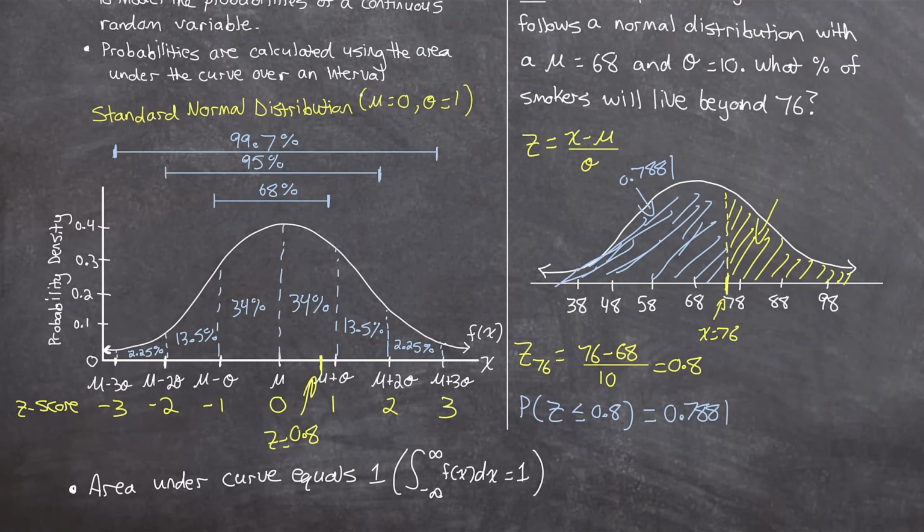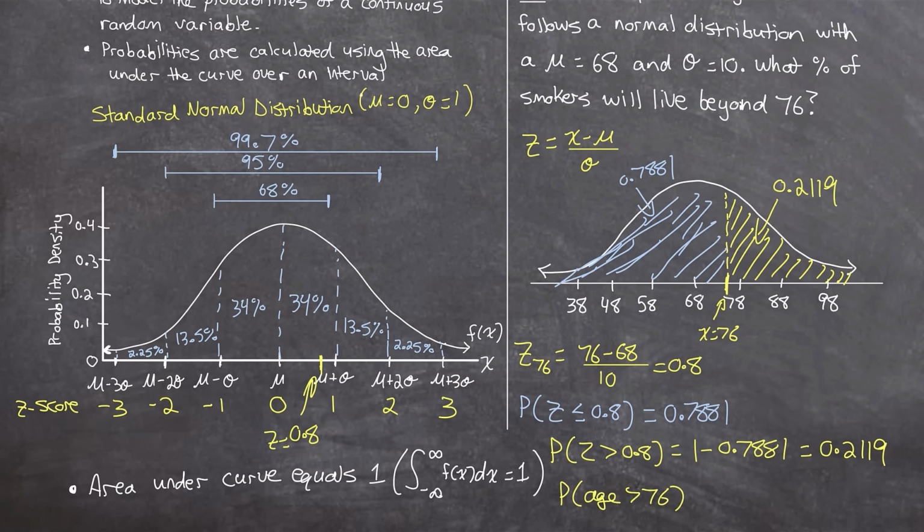Well, because the total area under the curve equals 1, if I do 1 minus this area, it'll give me that area. So the probability of a z-score being greater than 0.8 would just be 1 minus the probability that it's less than or equal to 0.8. So 1 minus that probability is 0.2119. We can now answer our final question: the probability that a smoker lives beyond 76, so this area, is about 21.19%.